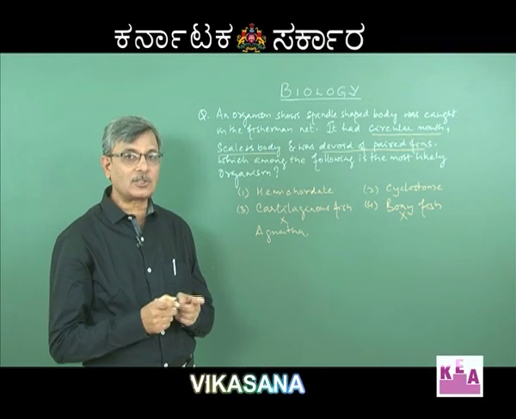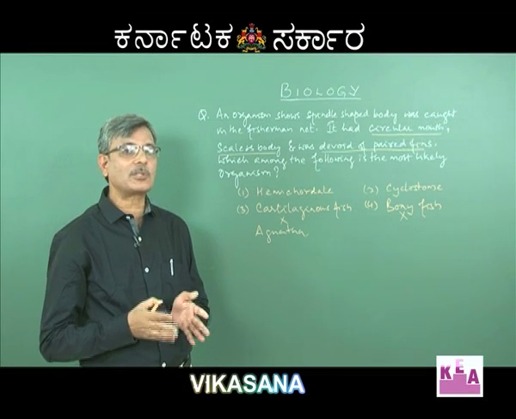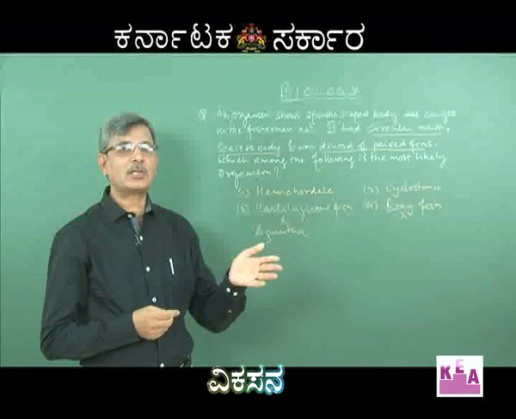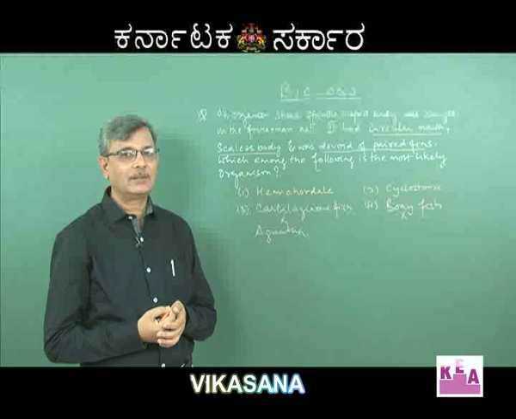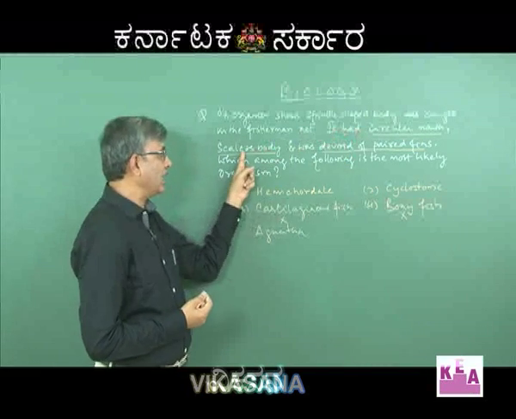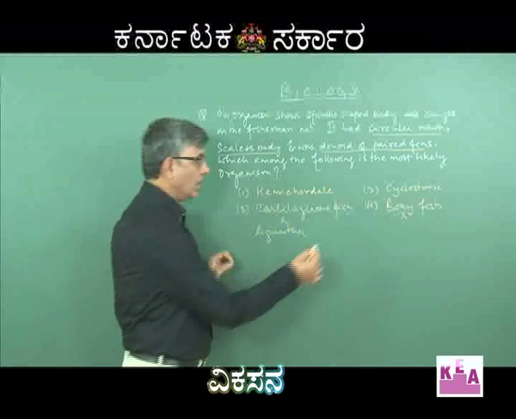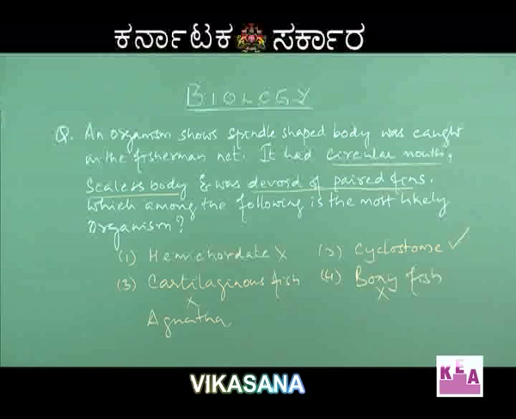So in both the cases, no scales, no paired fins, unpaired fins are present. Remember, lamprey is also sanguivorous in habit, that is, it feeds on the blood of the host. So as the circular mouth, scaleless body, and absence of paired fins, all these three go with this, the right option is Cyclostomata. These three are not the answer for us.